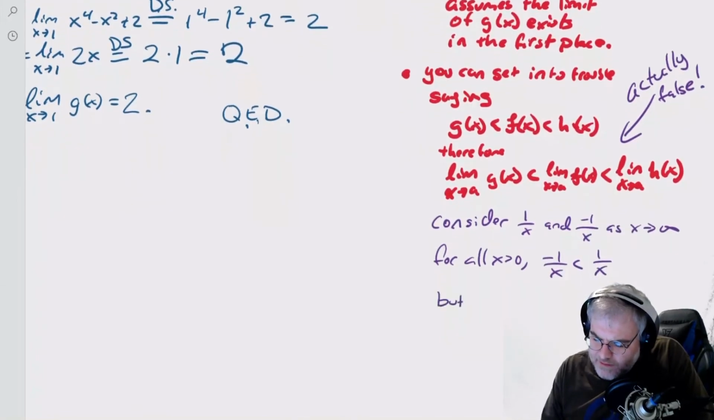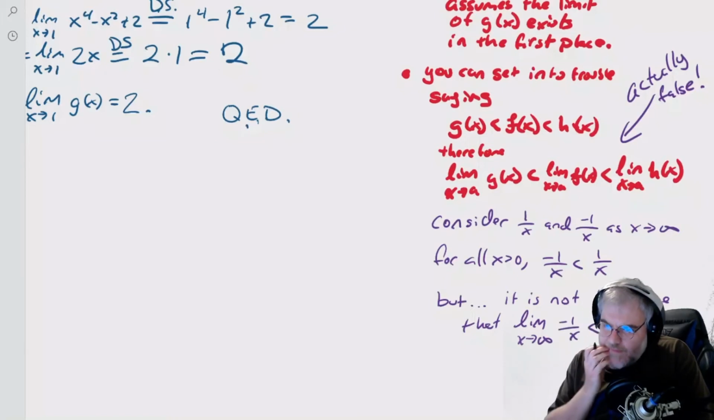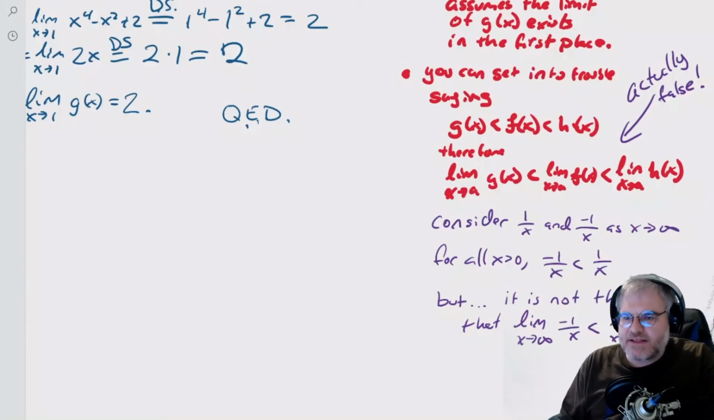But it is not the case that the limit as x goes to infinity of negative 1 over x is less than the limit as x goes to infinity of 1 over x. How do you feel about that? These less thans can get you into trouble with a limit.